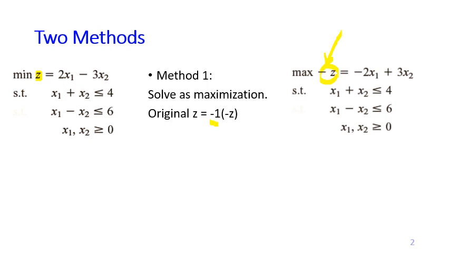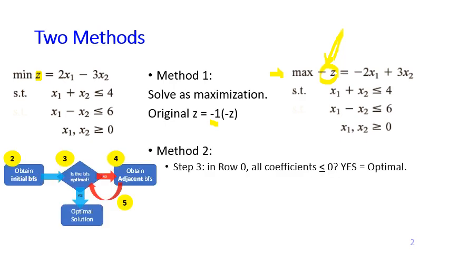So using method 1, what you need to do is simply multiply everything by -1 and then solve it as maximization. But at the very end, when you want to return the z value to the original one, multiply the -z that you obtain here with -1. So that's all for the first method.